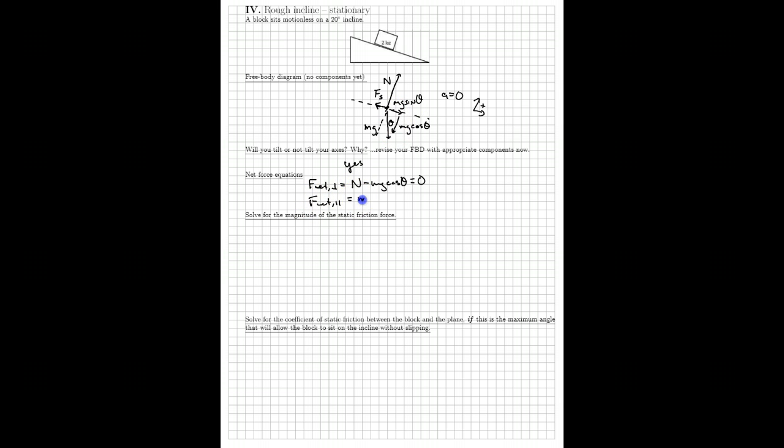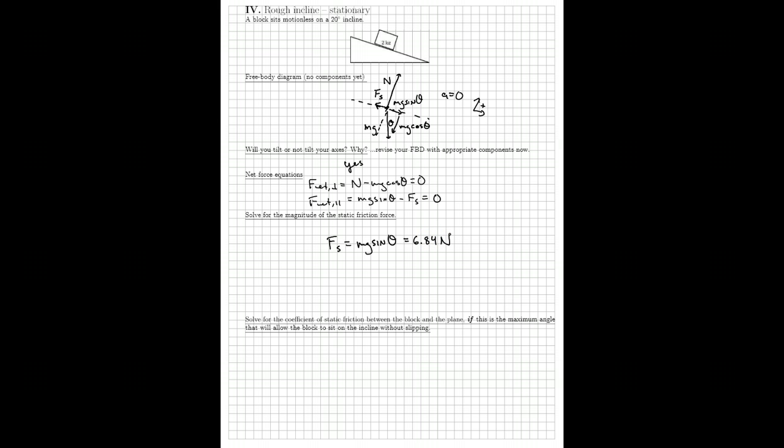I have mg sine theta pulling down the ramp, opposed by F sub s. Again, I can't call it mu sub s n because I'm not sure that it's at its maximum value. So solving for the value of the static friction force, pretty easy. Our 2 kilogram block times g times the sine of 20 gives us 6.84 newtons.